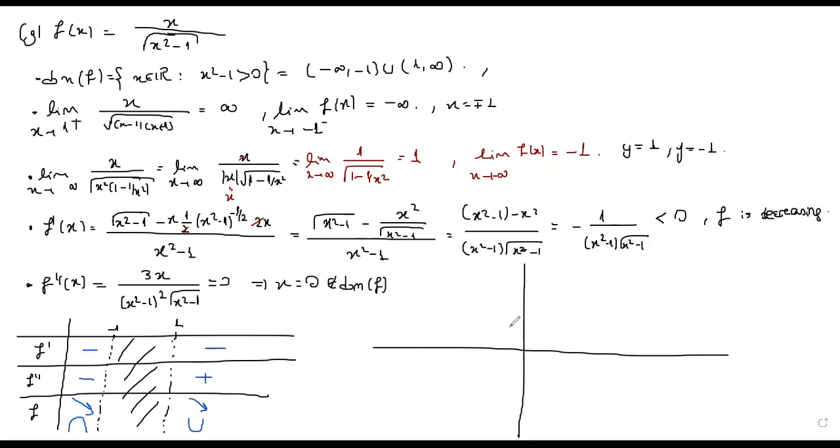Okay. Let's note first the asymptotes. So we have x equals 1 and x equals minus 1. And also y equals 1 and y equals minus 1 are horizontal asymptotes, so we need to note them too. So this is 1, and this is minus 1, right? Now you see the function is decreasing and upward, so it should look like this, right? So when x is greater than 1, it should look like this.